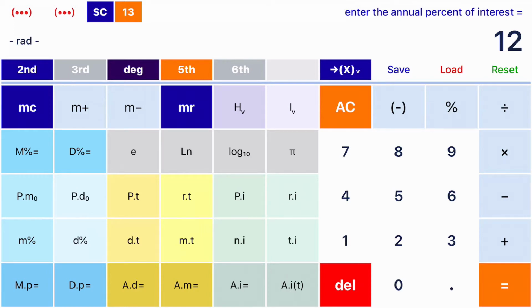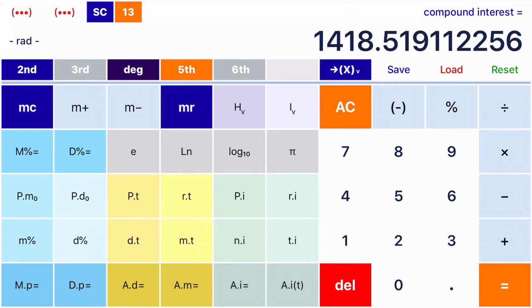Now, the compound interest amount this time equals $1,418.52. All right, that is, if you compound the interest semi-annually, then you would have at the end of 3 years this amount.